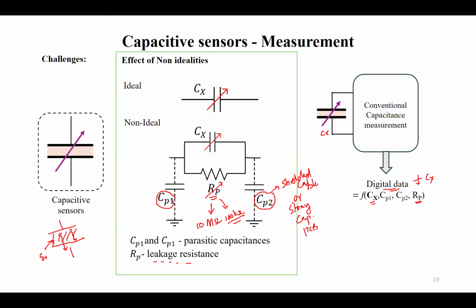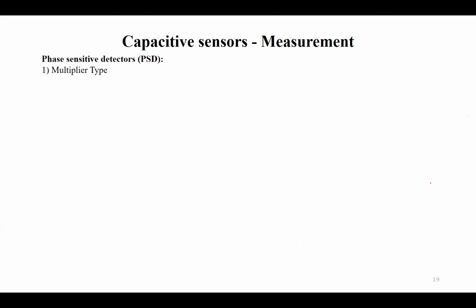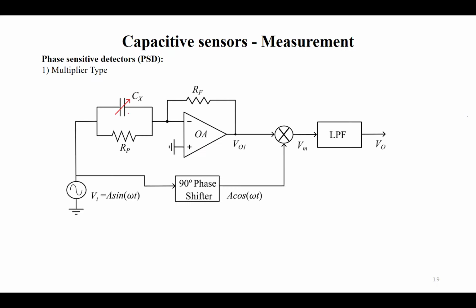So how to overcome these challenges in measurement? We'll see that. For that, we have a method known as phase sensitive detection. Again, it's a conventional method, but it's very effective in measuring this capacitance accurately, independent of the leakage resistance, right? Yeah, so there are two methods in which we can measure. One is a multiplier type PSD. So this is that multiplier type PSD.